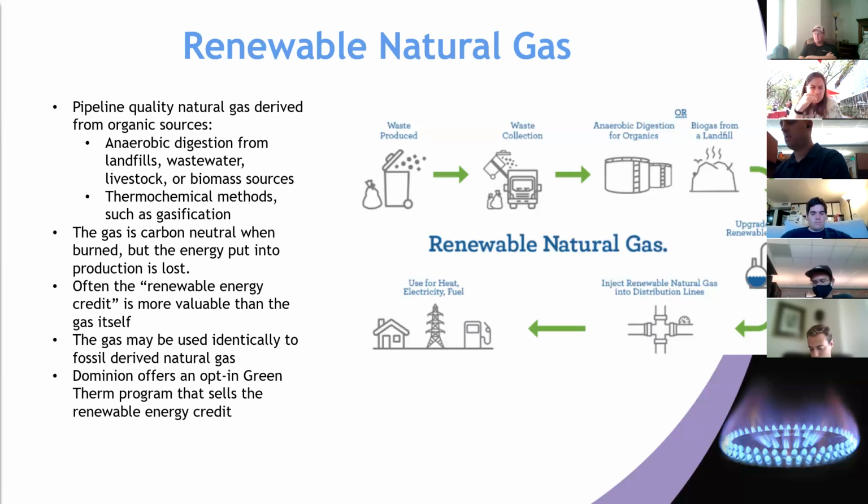Some states like California have mandates for the fraction of renewably sourced energy. So utilities in California like to buy the renewable energy credits to show that they're meeting that mandate. And if you're at home, you can opt into a green therm program and buy these renewable energy credits for your home energy consumption. But this is kind of a developing field, both with Dominion, in this local area, and nationwide. A lot of research is going on there.